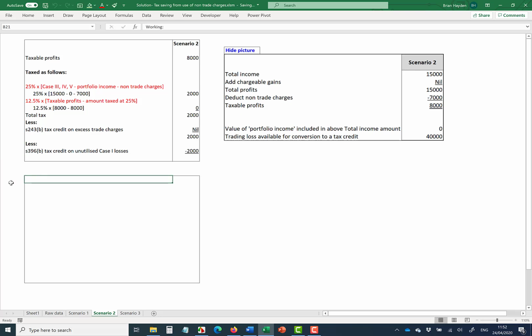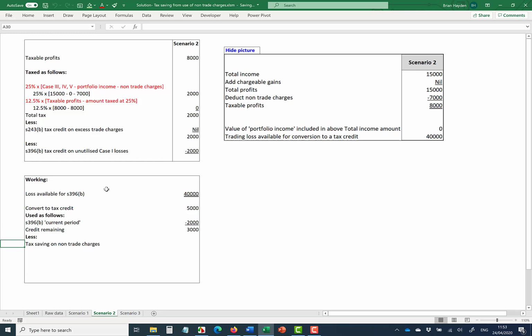So again, just to show the method there. Okay, so we have a 40,000 loss, and it's converted to a tax credit, multiplied by 12.5% to give you 5,000. 396B current period, well, our total tax liability in that period is 2,000 euros. Okay, so we can reduce that down to 0 using 396B. So we have 3,000 of a credit left. And again, here we are with our tax saving on the use of non-trade charges.